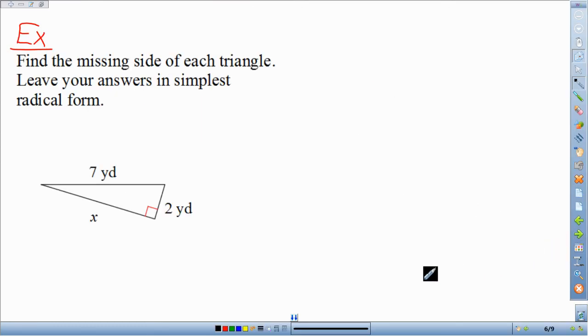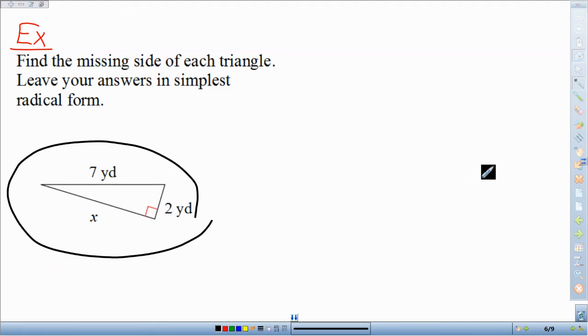These problems are basically just going to get a little bit more complicated. This one is, find the missing side just like the others. This one says leave your answer in the simplest radical form. We'll see what that means when we get to it. So go ahead and copy this triangle and we'll solve.